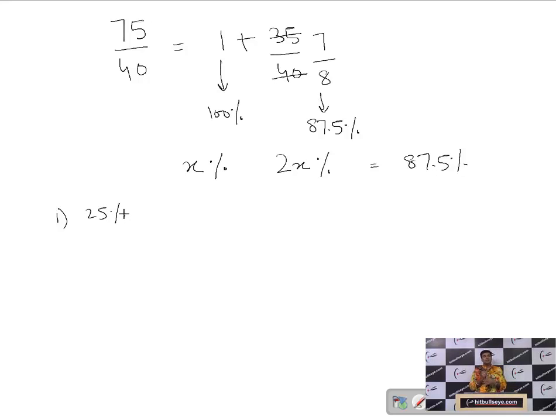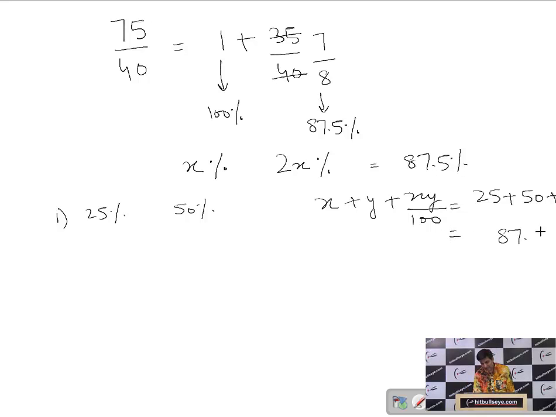Now let's use the choices, according to which if we have first choice 25% is the first increase, so the second increase must be then 50%. So applying a basic formula, x plus y plus xy upon 100, we get 25 plus 50 plus 25 into 50 upon 100. So which happens to be 87.5%, which is the required answer.